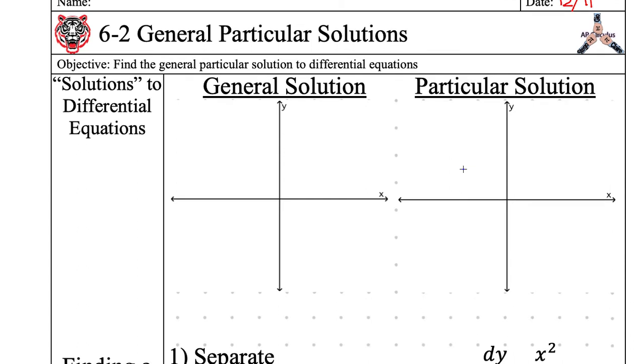What's our objective today? Find the general particular solution to differential equation. Yeah, circle that word general. General because we're not doing the specific yet. Tomorrow we're doing the specific particular solutions.